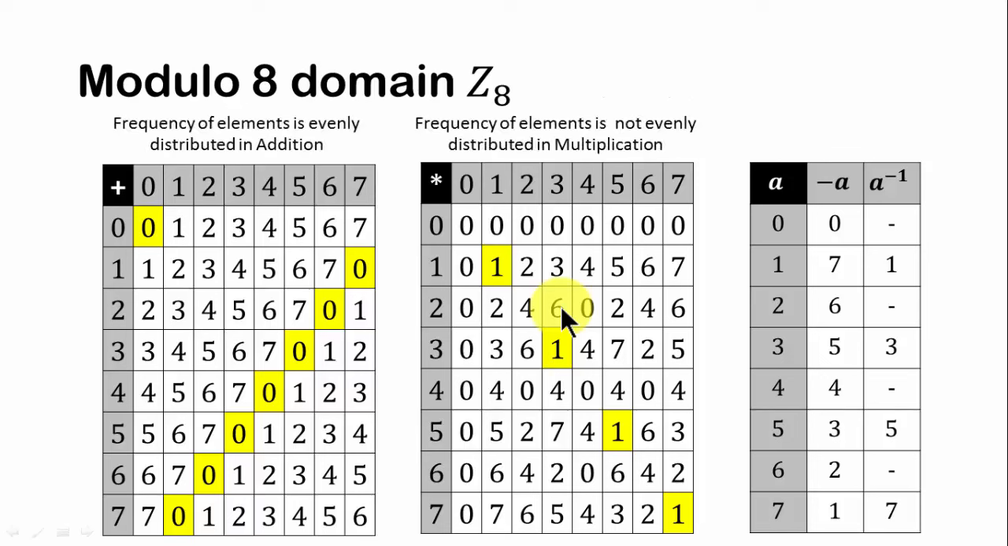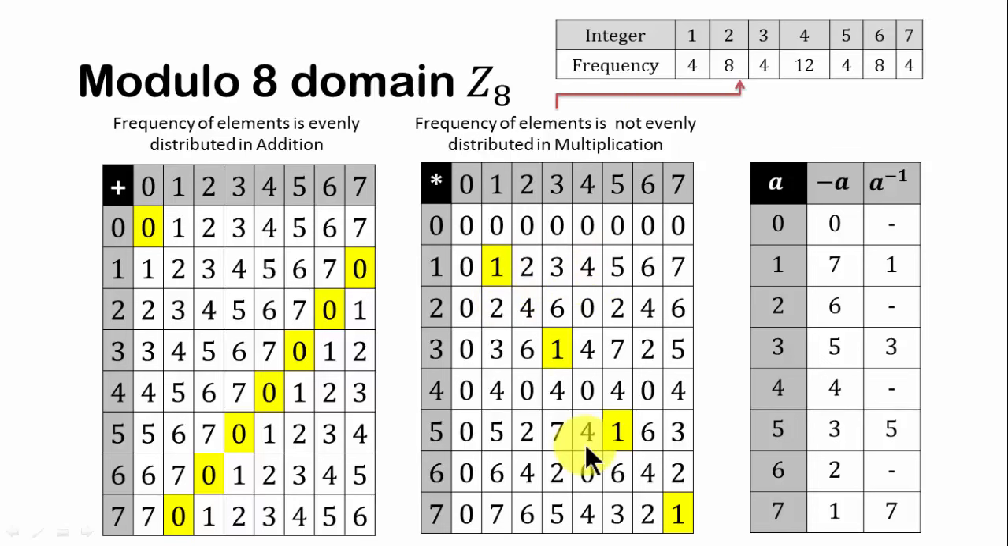Second problem is that if you see the distribution of the elements, you will find that in the additive matrix each number is evenly distributed, but the frequency of the elements is not evenly distributed in the multiplicative matrix. The element 1 is occurring 4 times, 2 is occurring 8 times, then 3 is occurring 4 times, 4 is occurring 12 times, so on and so forth. Because of this uneven distribution of frequencies, any cryptanalyst can easily guess that the probability of occurrence of 4s is quite high as compared to the probability of occurrence of 1, 3, 5 and 7.